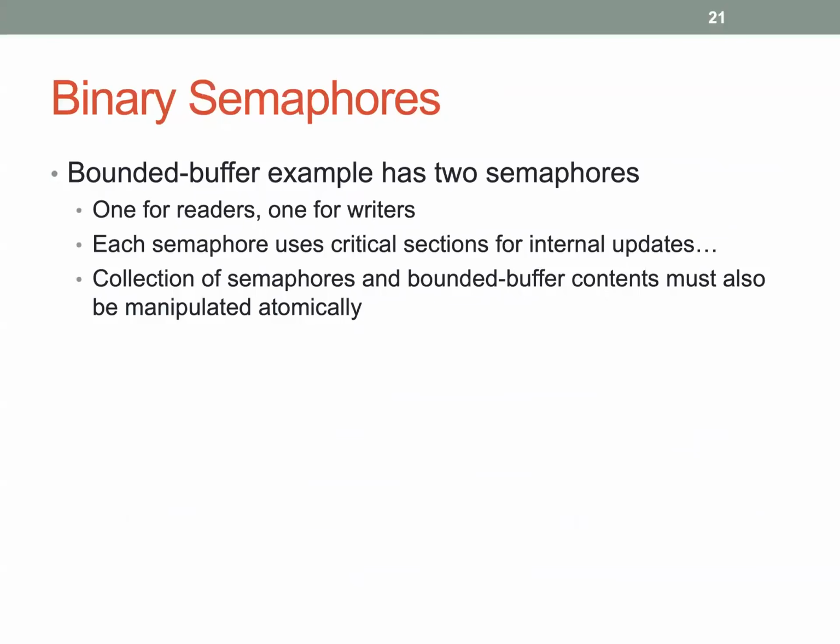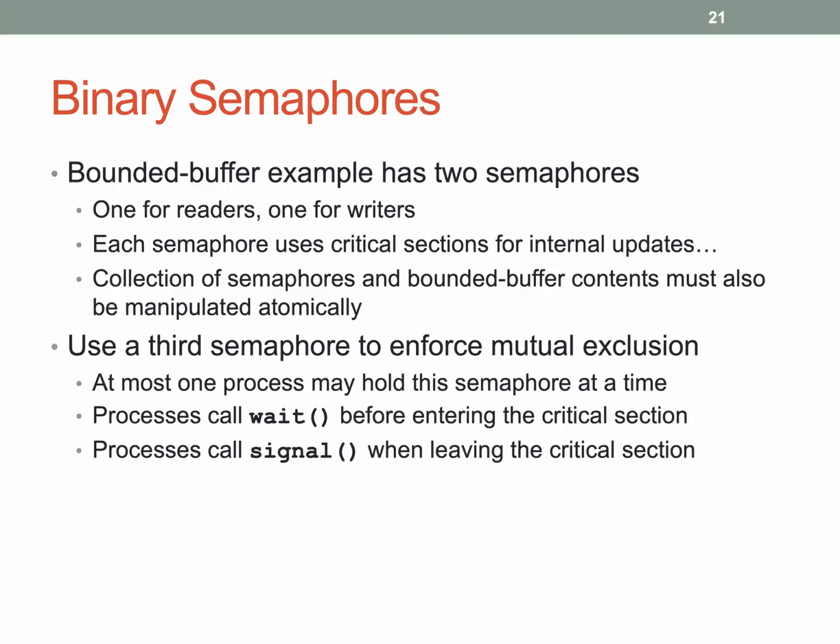Now, let's say that we were building a bounded buffer and it had these two semaphores and we have these operations that are occurring. It turns out that you need a third semaphore to make sure that readers and writers don't trample on each other's toes when they're manipulating the internal queue state. And so you have a third semaphore, which you use to enforce mutual exclusion. So its value is only ever 0 or 1.